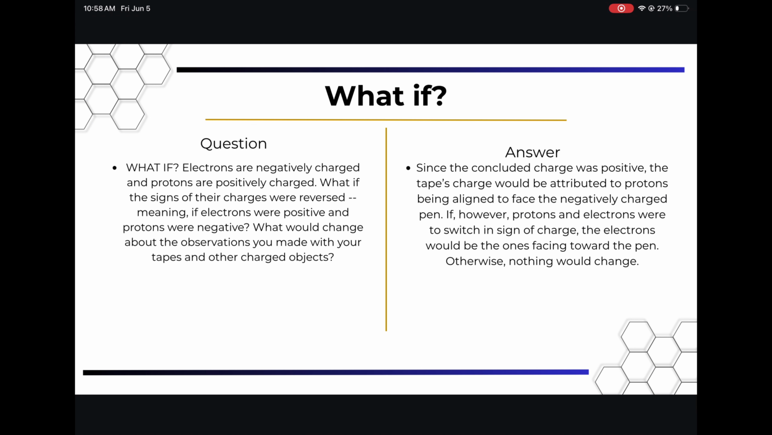And since the concluded charge was positive, the tape's charge would be attributed to protons being aligned to face the negatively charged pen. However, if protons and electrons were to switch the sign of the charges, the electrons would be the ones facing towards the pen and the protons would be facing away. Otherwise, nothing would change. So the charges wouldn't change. It would still be a positive charge facing towards the pen that has the negative charge that is causing the attraction towards the pen.